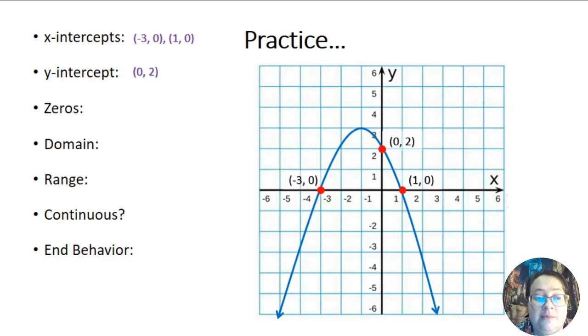My zeros, I'm just going to look at these x-intercepts at negative 3 and 1. That's our x values of our x-intercepts. So that's what I put here for my zeros.